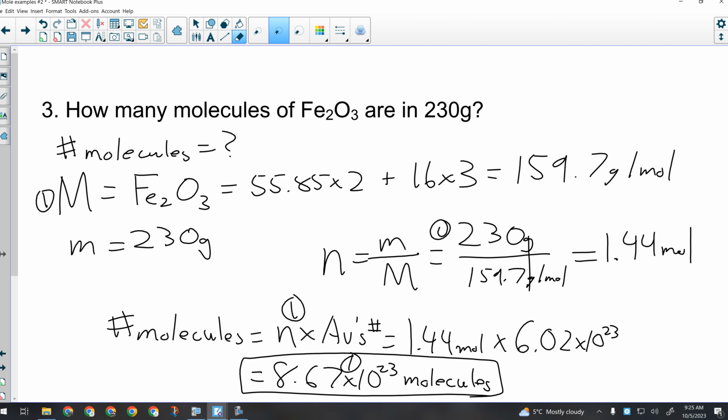Alex, question? I thought you weren't supposed to round when you're writing down the number of molecules. No, when you are done, your final answer, that one you round. You can always round your final answer, just nothing intermediate should be rounded.